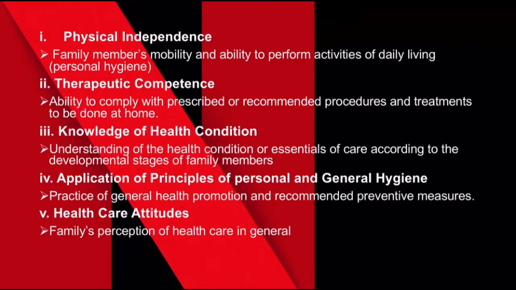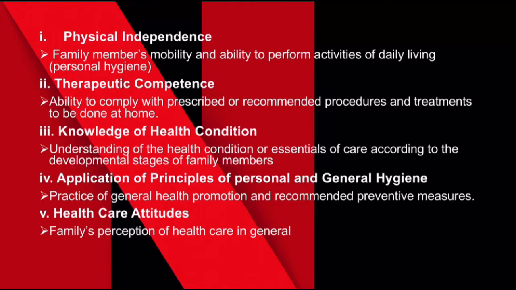Then the second area is therapeutic competence. It is the ability to comply with the prescribed or recommended procedures and treatment to be done at home. This area assesses if the family knows how to follow a prescription, for example, if they know how to nebulize when there is an asthmatic family member.